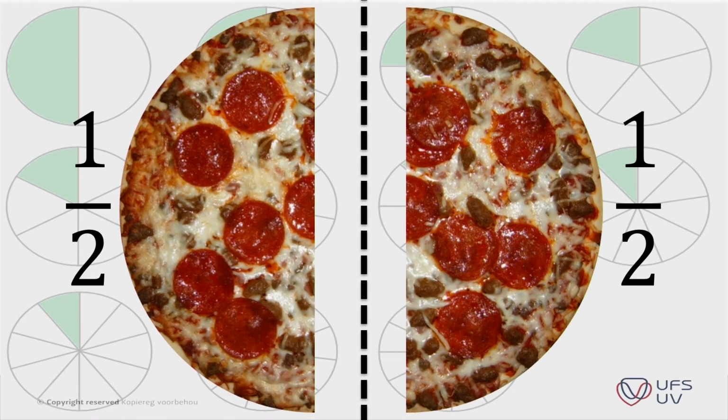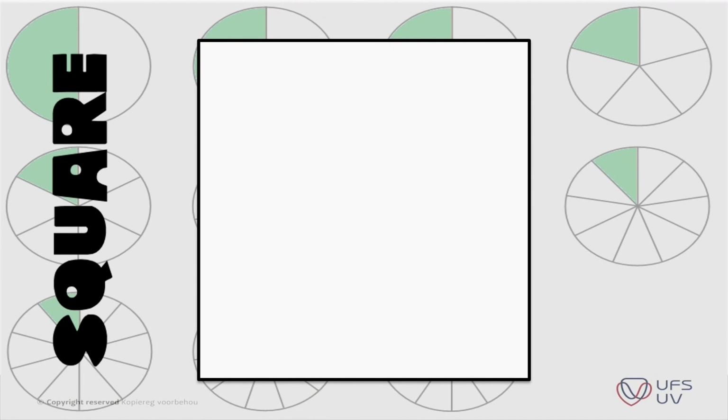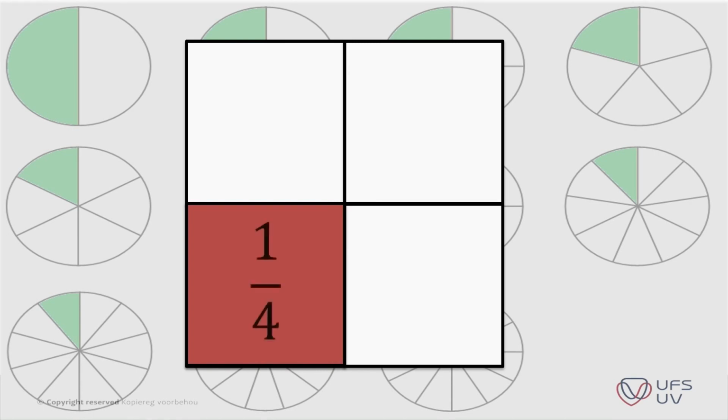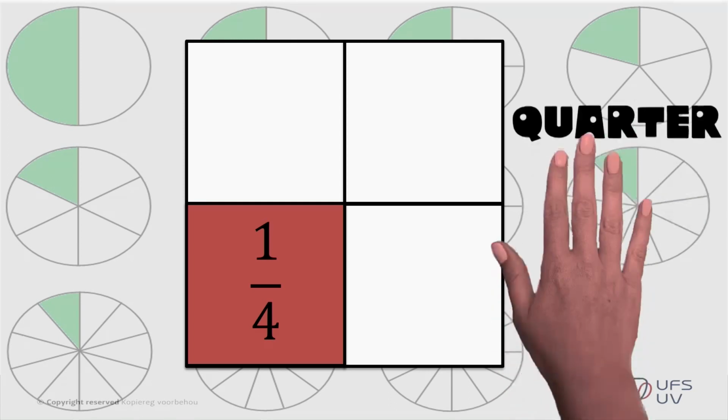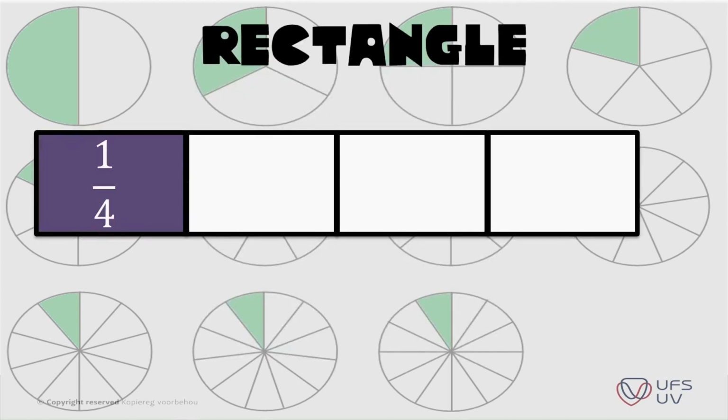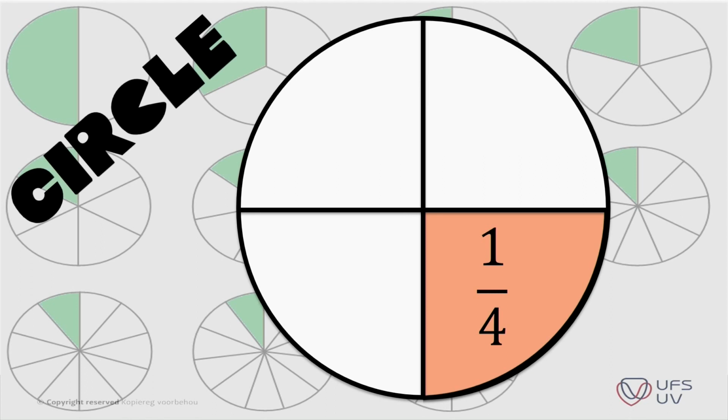We do not always have to use a circle to show fractions. Here we use a square to show that if we divide the square into 4 equal parts and select one of those squares, it means that we get 1/4 or a quarter. This is another way of showing a quarter using a rectangular shape. Here, the quarter is shown again using the circle.